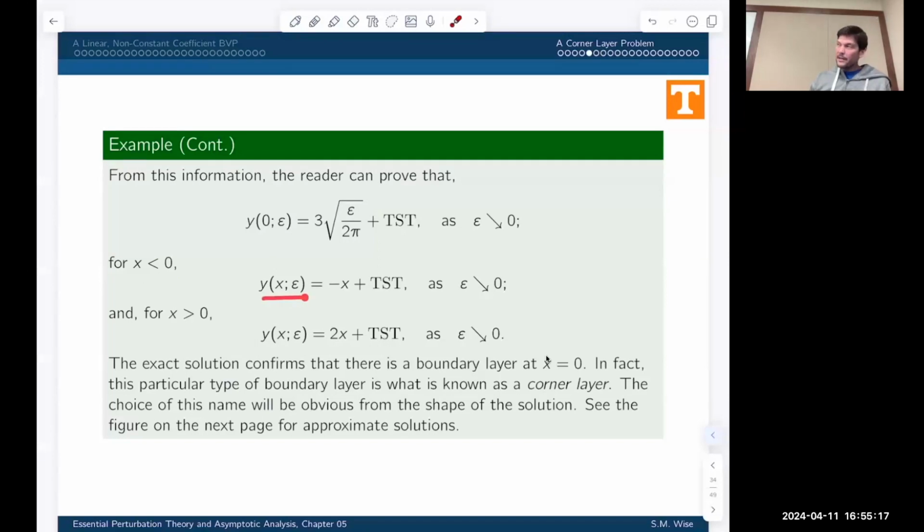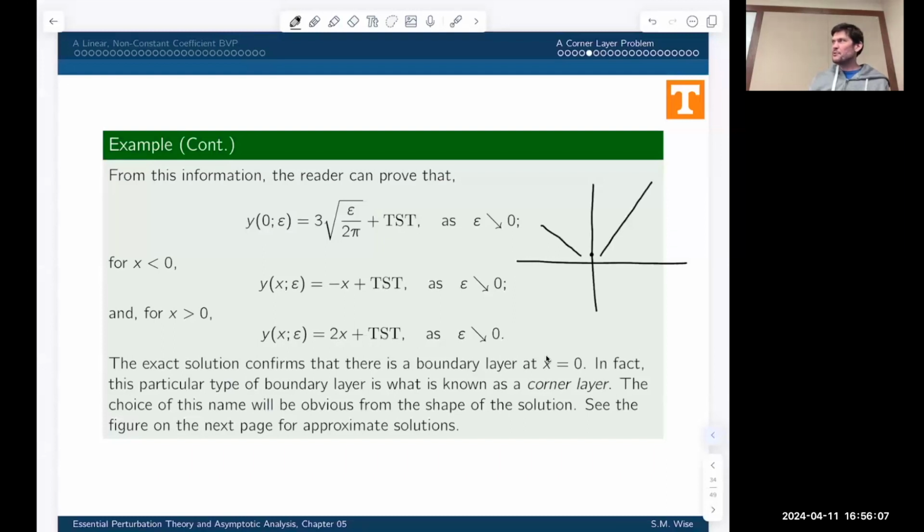Then you can show that y, through our limiting process, is going to tend to -x plus a TST term. Let's take x positive. We can show then that y is tending towards 2x plus a TST term. So here's the picture. On this branch over here, we have something which is looking like -x. And here we have something which is looking like 2x. And right in the center at 0, we have something which is going down to 0. Basically, this point is collapsing down to 0.